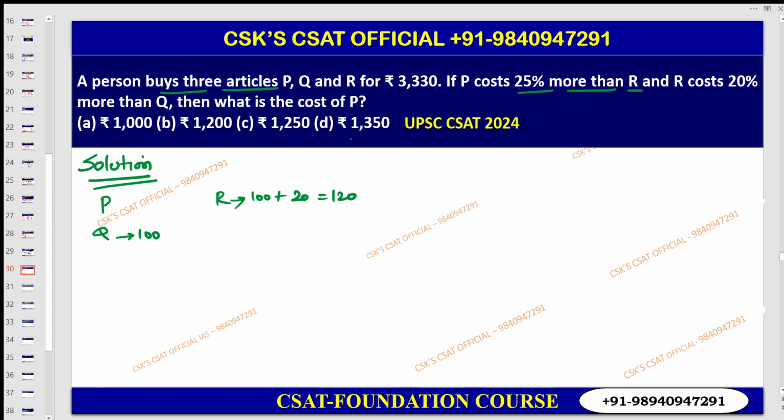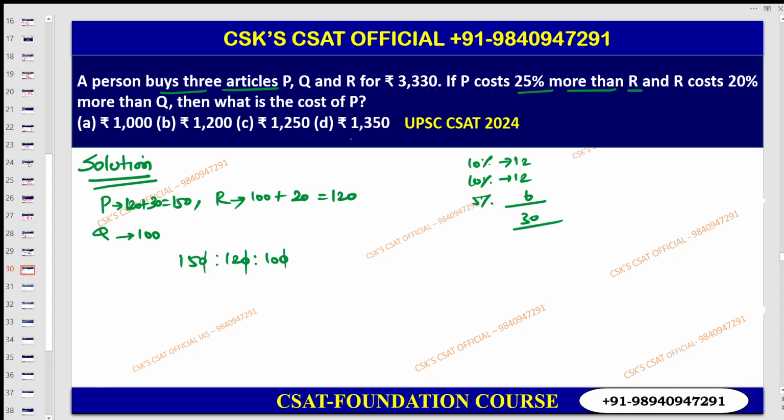Next year, P cost is 25% more than R. So R here is 120. 10% is nothing but 12, another 10% is nothing but 12, another 5% is nothing but 6. So therefore 30. So 120 plus 30 is going to be 150. So now you have found the ratio here: 150, 120, 100.